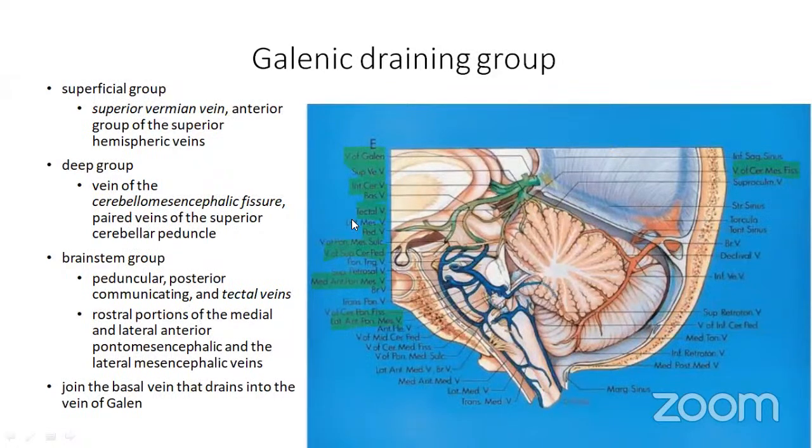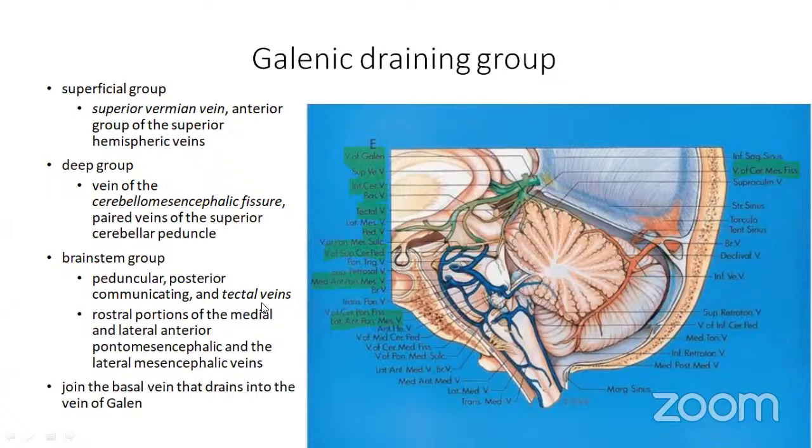Deep. It has supply from the deep group from the vein of the cerebellomesencephalic fissure and paired veins of the superior cerebellar peduncle. From the brainstem, it has peduncular, posterior communicating and tectal veins, and the rostral portion of the medial and lateral anterior pontomesencephalic and the lateral mesencephalic veins.